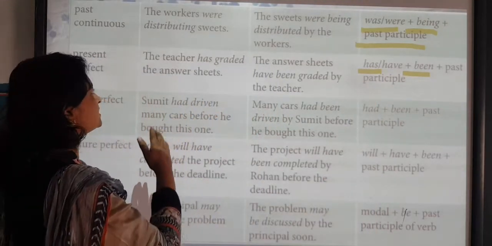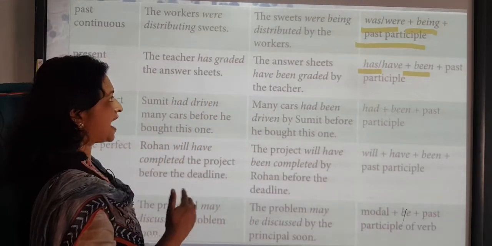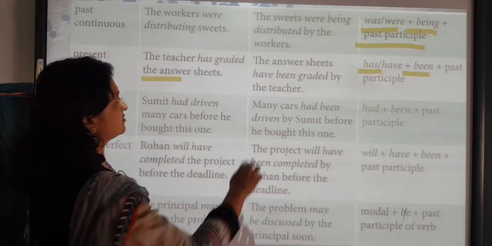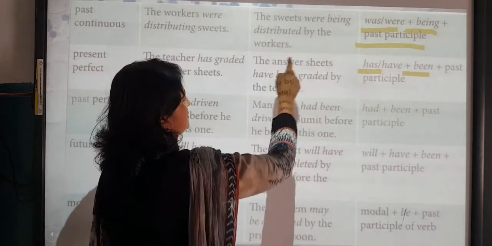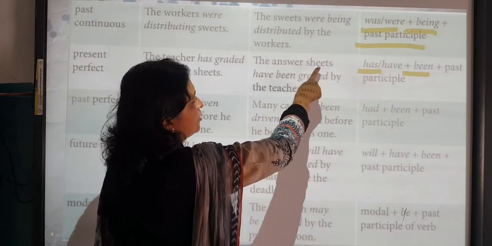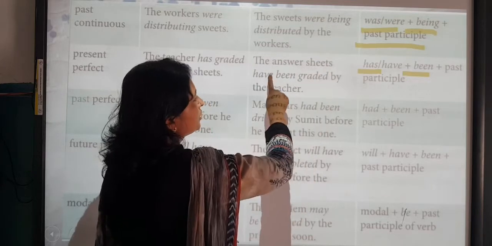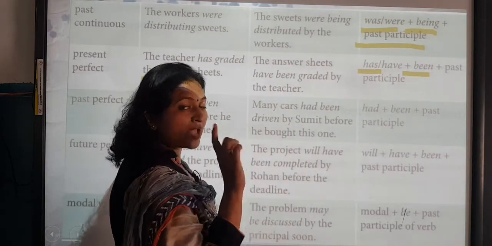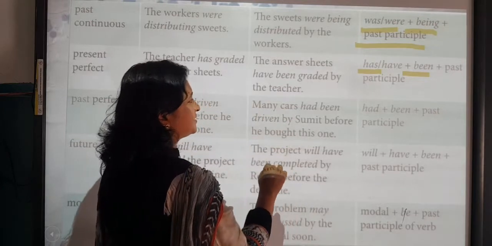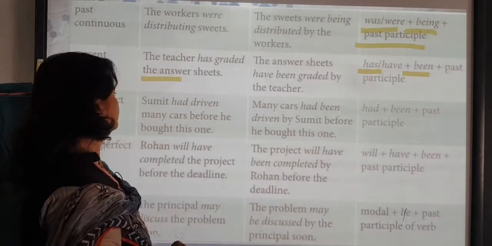So our example is the teacher has graded the answer sheets. The object is the answer sheets. The answer sheets have been. Okay, अभी क्यों मैंने यहाँ have डाला है? Because sheets plural है. Plural होगा तो have, अगर singular होता तो has use करना. So the answer sheets have been graded by the teacher.